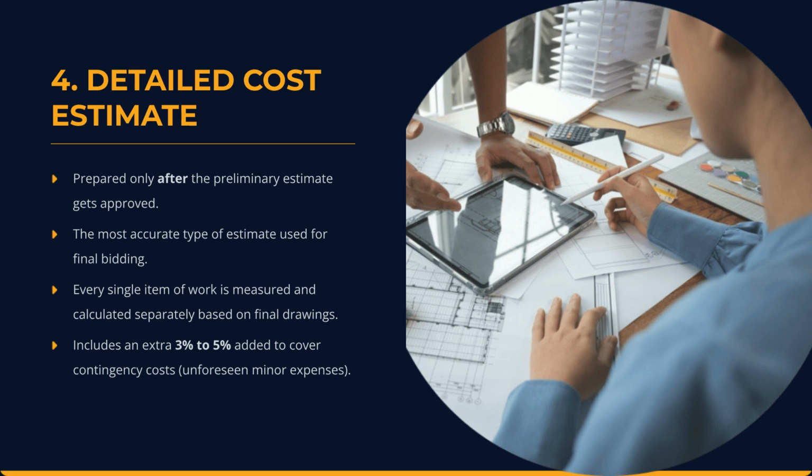Once the preliminary estimates are approved, we create the detailed cost estimate. This is the gold standard of estimating. Every single item, every brick, beam, and pipe is measured and calculated separately based on final drawings. Because it is so accurate, this is the estimate used for official bidding. It usually includes an extra 3 to 5% padding to cover minor, unforeseen contingency costs.